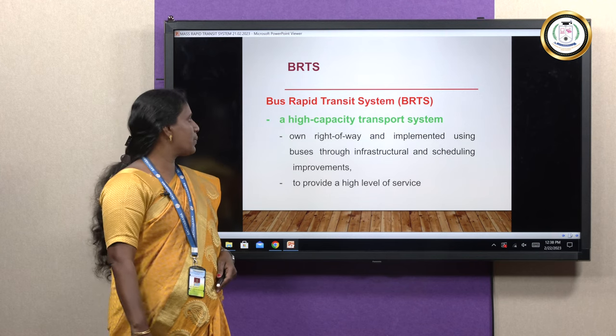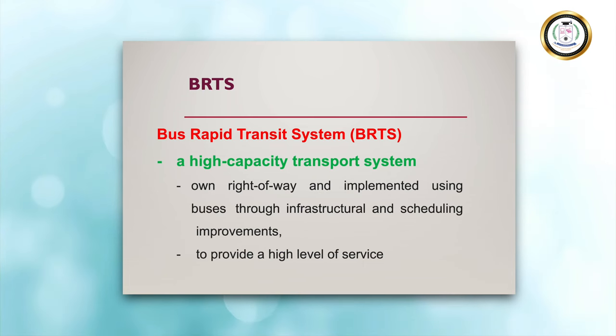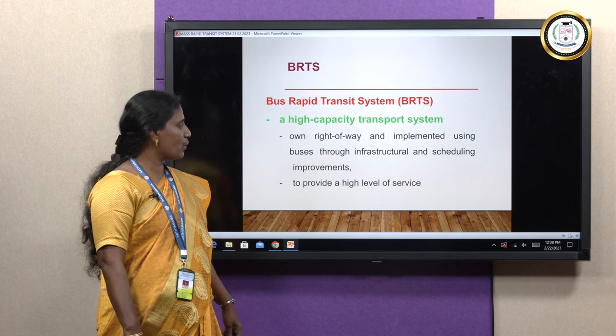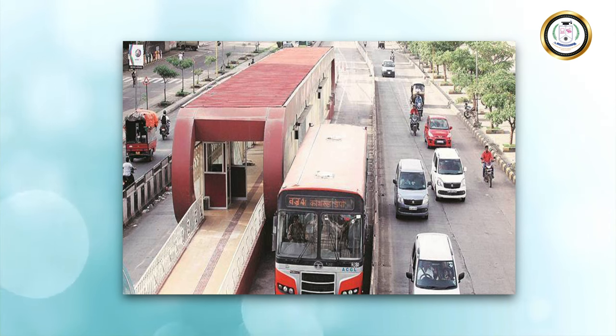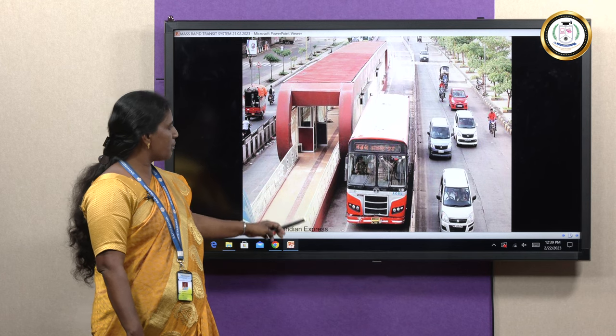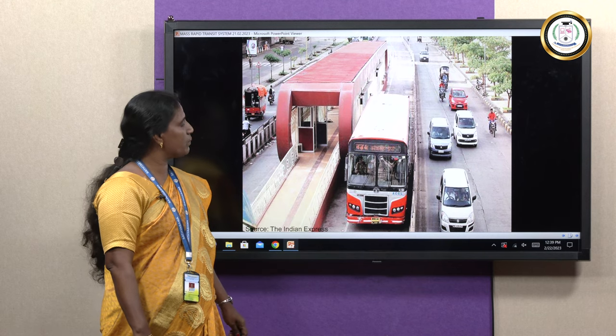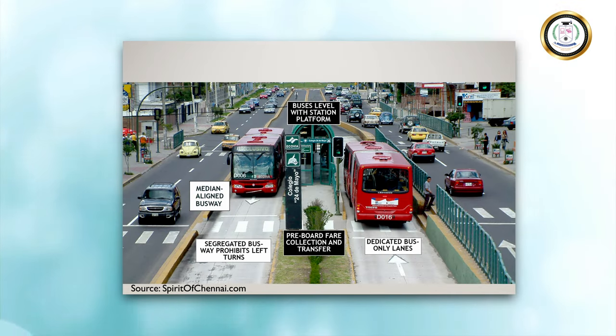BRTS, bus rapid transit system. It is a high capacity transportation system with its separate right of way and implemented using bus services through separate infrastructure and scheduled provisions in order to provide high level of service. This picture shows an image of BRTS services provided in a part of India which has a separate network system, the station platform, and separate lanes for the movement of buses.